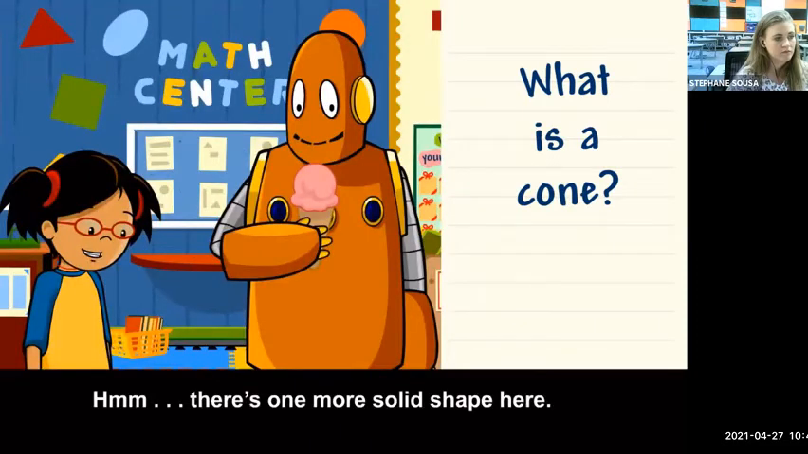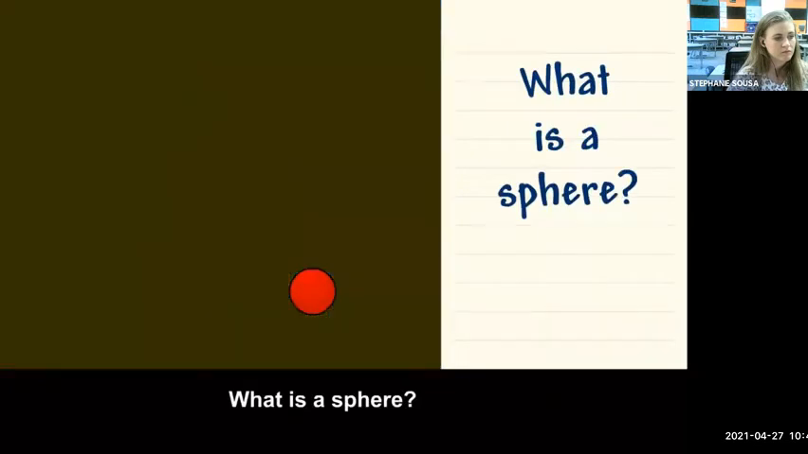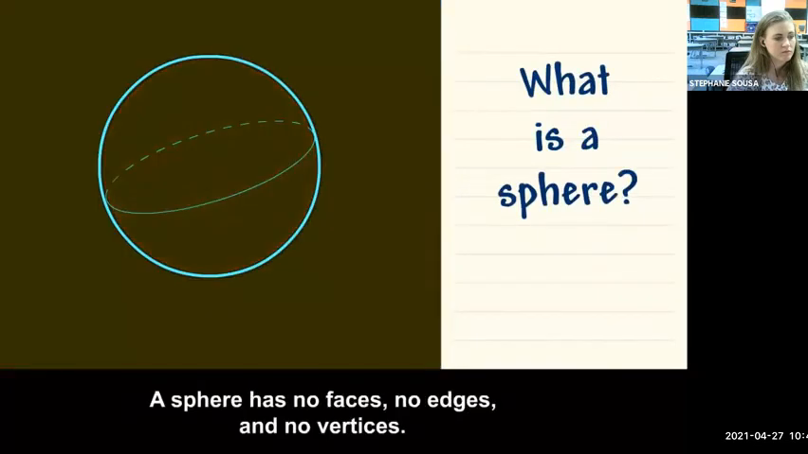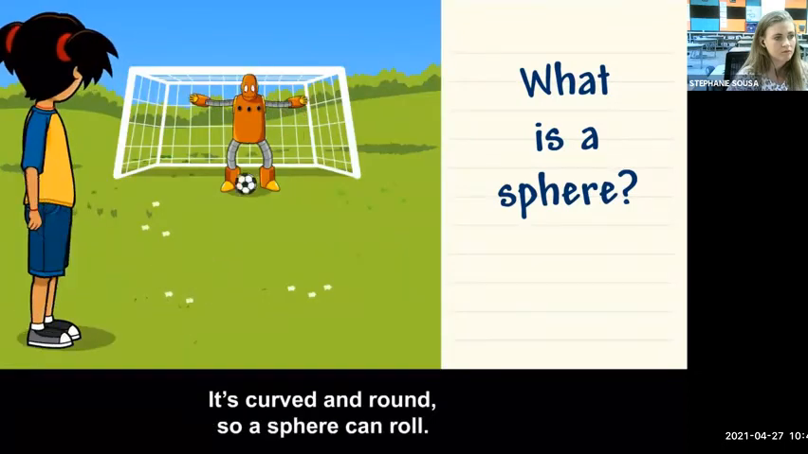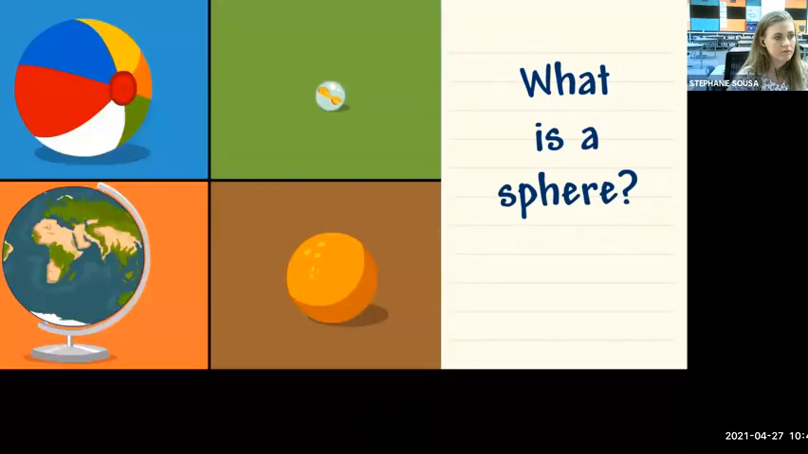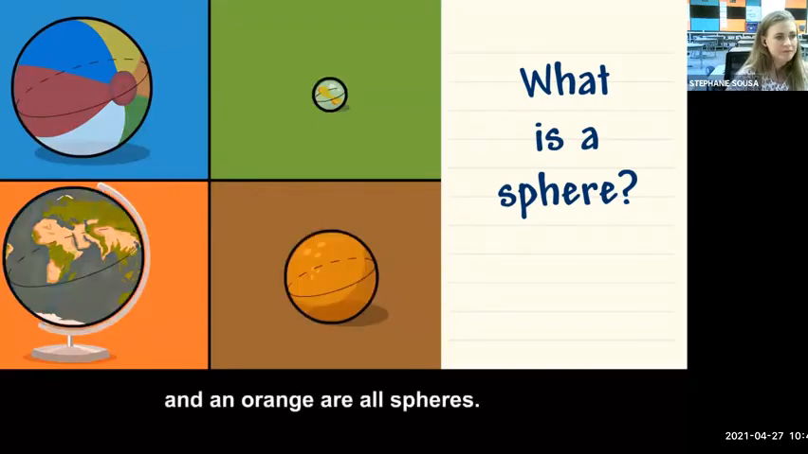There's one more solid shape here. What is a sphere? A sphere has no faces, no edges, and no vertices. It's curved and round, so a sphere can roll. A ball, marble, globe, and an orange are all spheres.